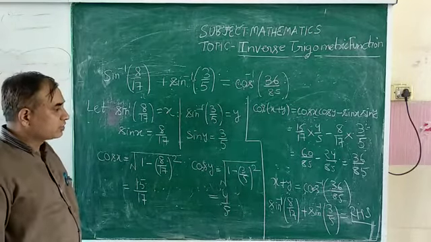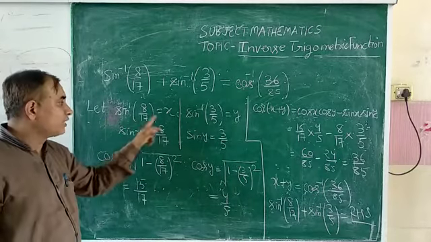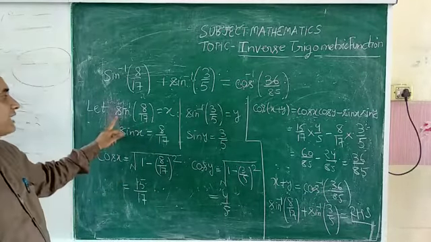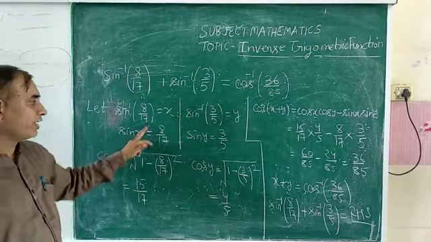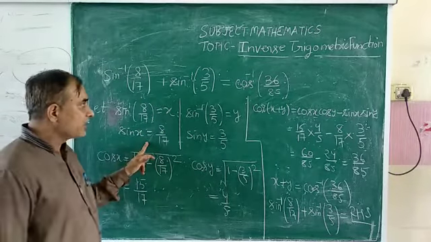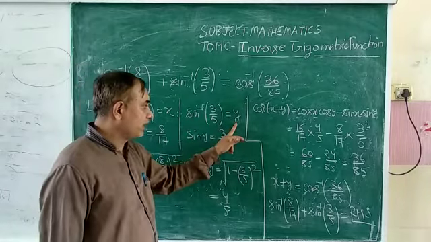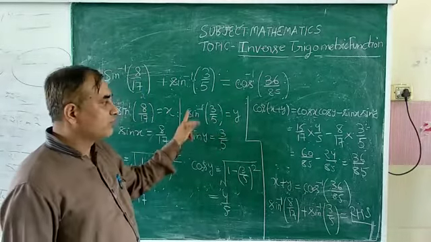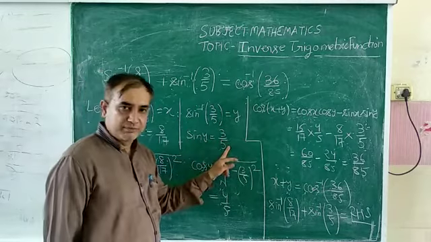So firstly in this question, we let sin⁻¹(8/17) = x. We shift sin inverse to the right-hand side, we get sin x = 8/17. Similarly, we again let sin⁻¹(3/5) = y. If we shift sin inverse to this side, we get sin y = 3/5.